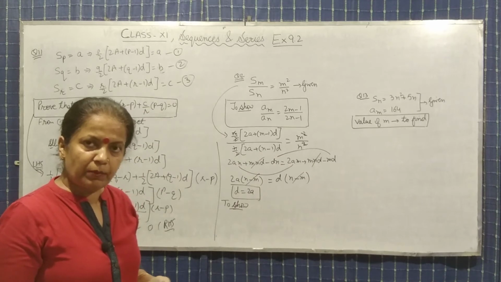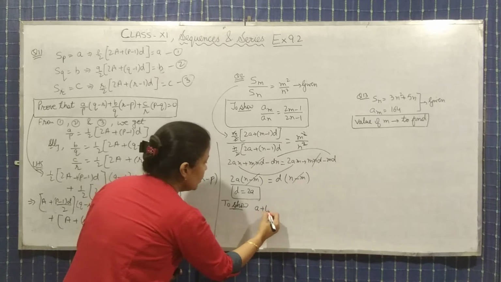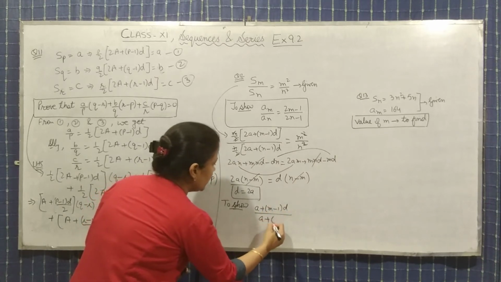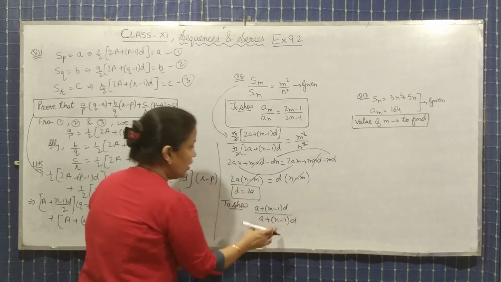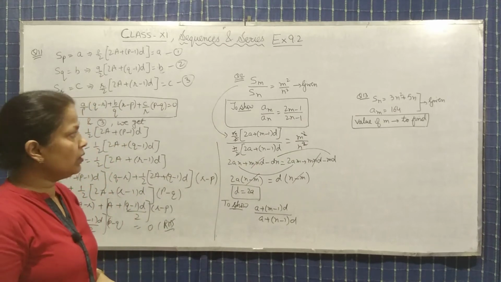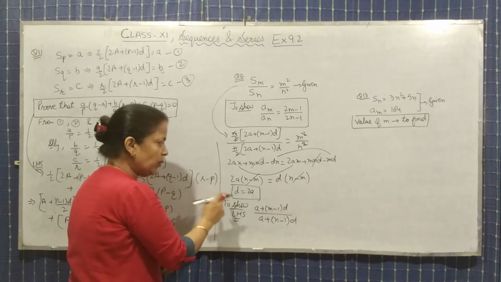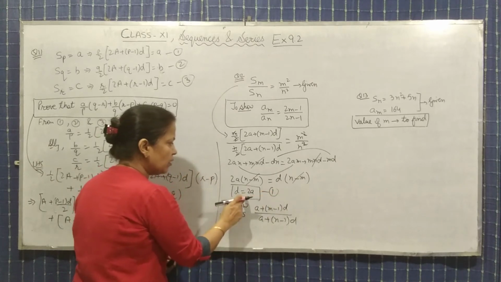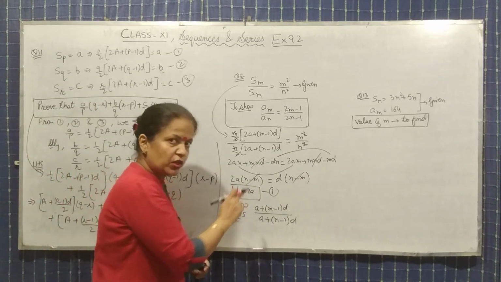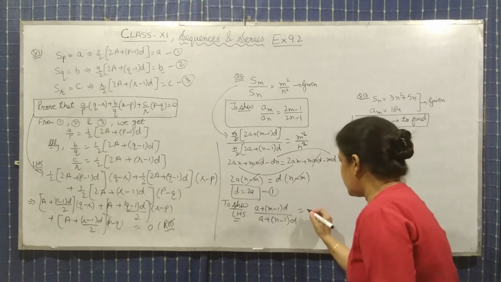nth term formula: a plus (n minus 1)d. Same thing here, (a plus (m minus 1)d) upon (a plus (n minus 1)d). This should be equal to (2m minus 1) upon (2n minus 1). So this is LHS. From equation 1 we will substitute the value of d. Let's see whether we are getting the answer or not.